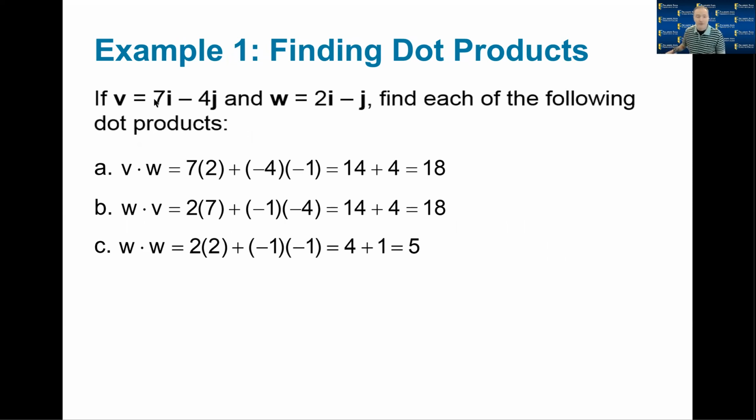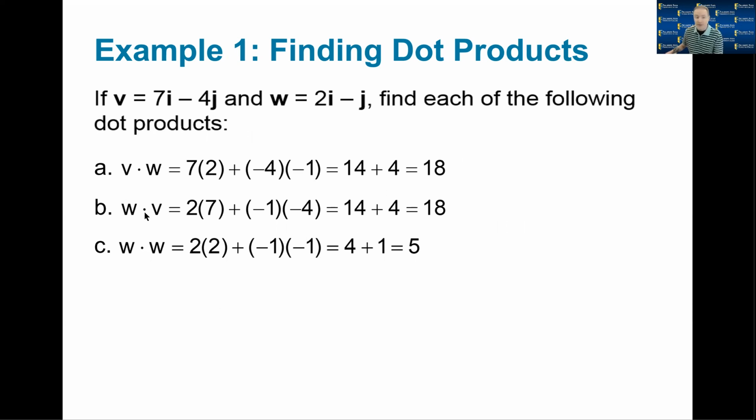Notice if I have vector v is 7i minus 4j and w is 2i minus j, I ask you to find the dot product of v and w. You say, well, okay. Then I would multiply their horizontal components, 7 times 2, add that to the product of their vertical components. That's going to be negative 4 and negative 1. Well, I get 14. This will be plus 4 for a total of 18.